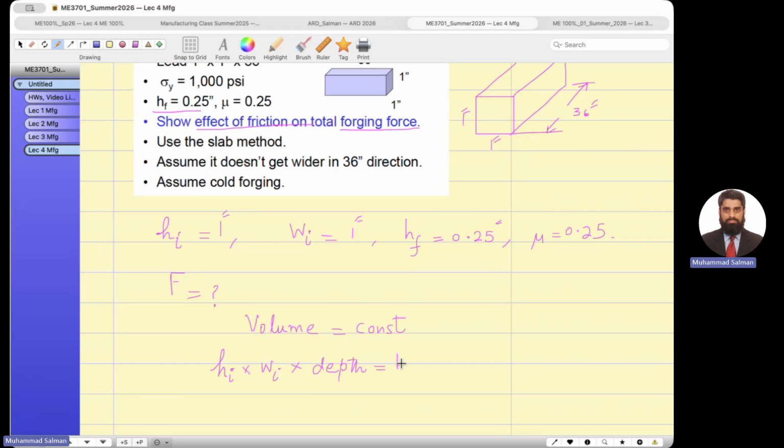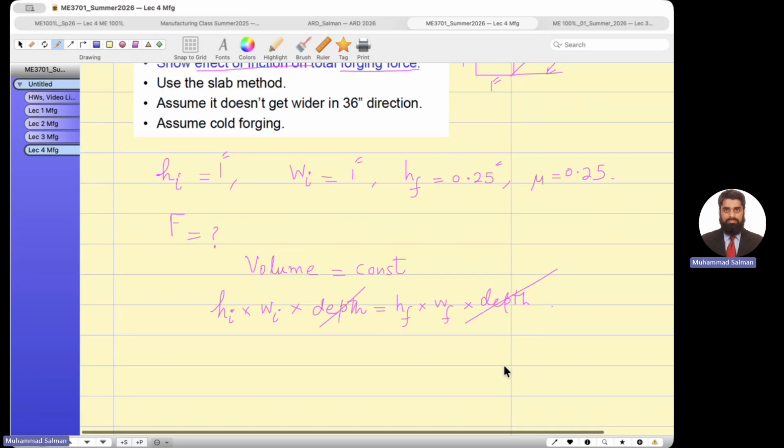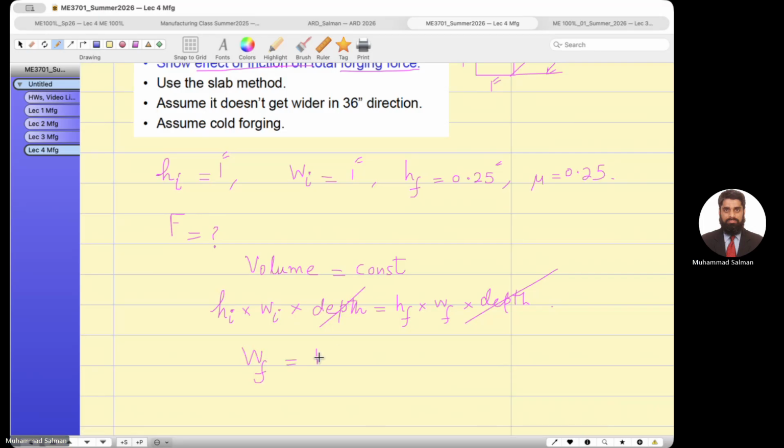You have studied dynamics. So after the impact, this is the form. So this is the volume. Depth is not changing at all. Forging does not change the depth. It only changes height and width. Depth remains constant. So can you find out the final width, initial height? Open your calculators and help your professor.